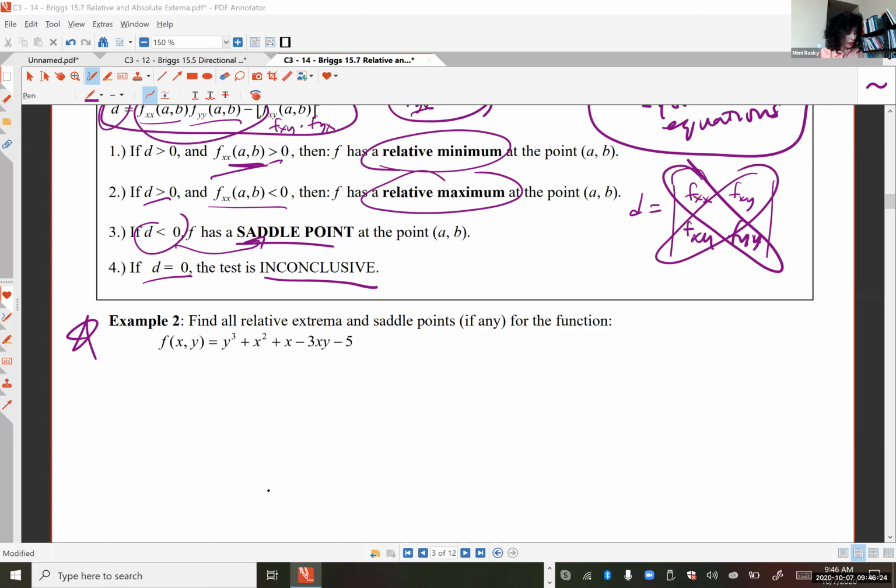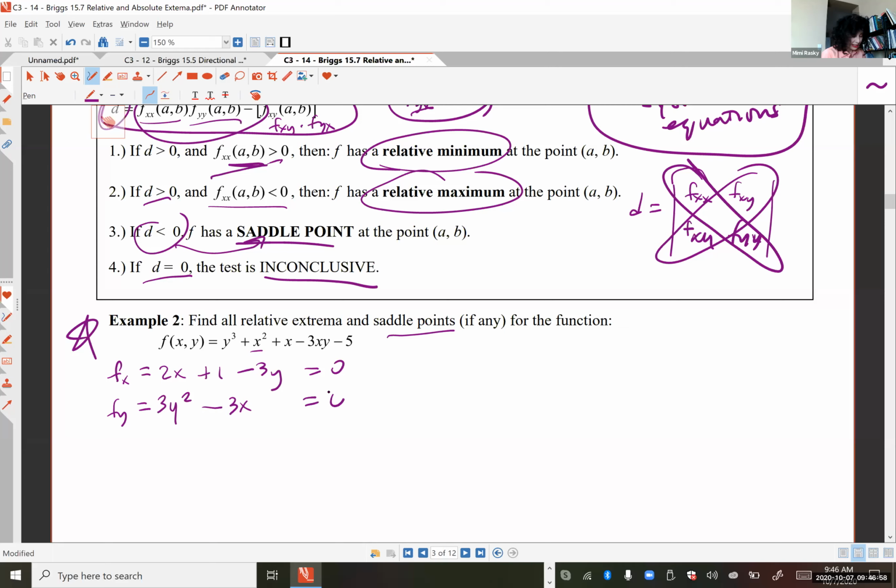Okay, so we're going to look at this function, and we're going to see if it has any extrema or saddle points. All right. Here we go. fx and fy. That's step 1. You know how to find partials. Let's see, the partial with respect to x, we'll have 2x plus 1 minus 3y, and I'm going to set that equal to 0. The first partial with respect to y is 3y squared. And what else? Minus 3x, and I think that's it. Set that equal to 0.